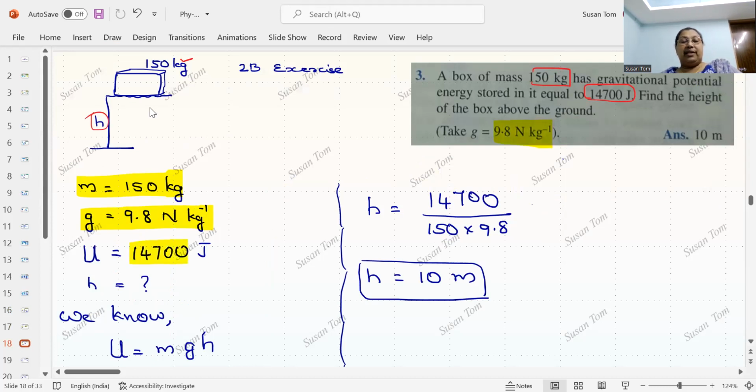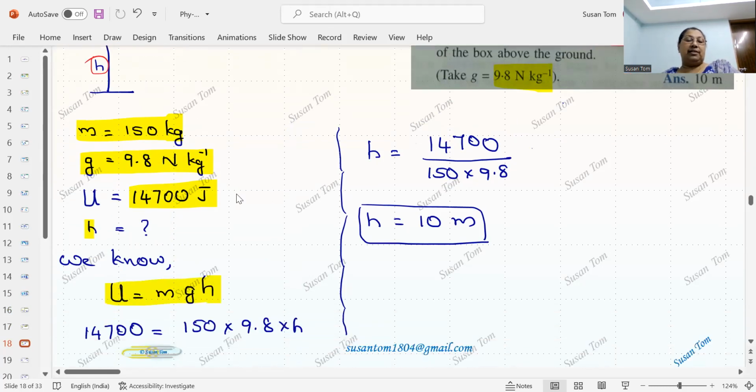Proceed this way. g is to be taken as 9.8, which is given in the question. U is given, 14,700 joules. U equal to mgh, solve for h, nothing more to say, children. h is equal to U by mg. We are getting 10 meters.